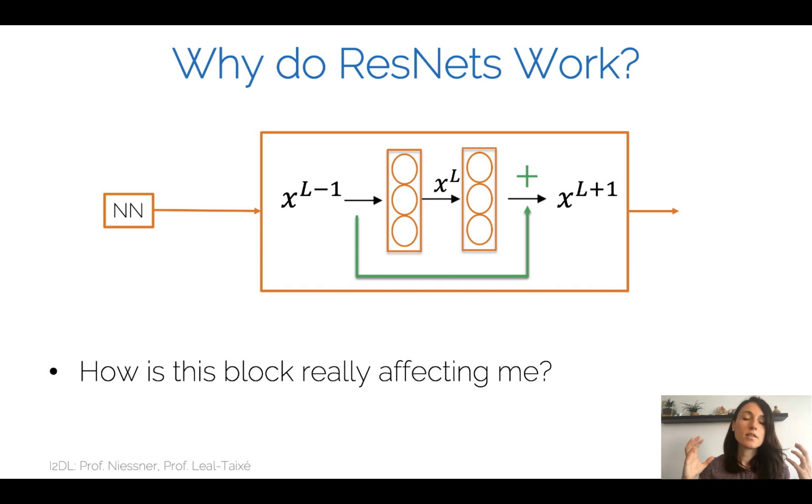So another question is, why is that, right? Why do ResNets work? Why are these residual blocks so important, and why do they enable us to train deeper and deeper neural networks? So we look at this specific configuration in which we have a neural network depicted here by this box with NN, with any number of layers, and we add a residual block, just one residual block, to this neural network. And we ask ourselves, how is this block really affecting my performance?